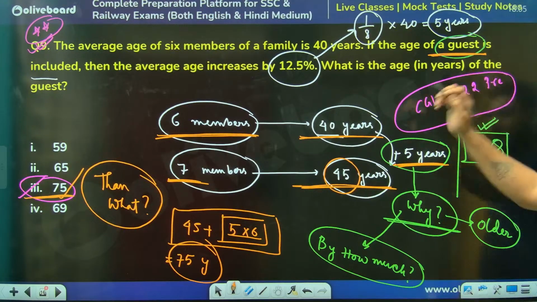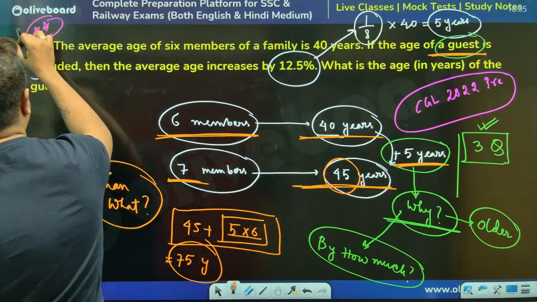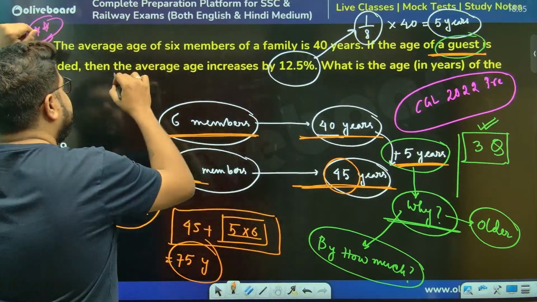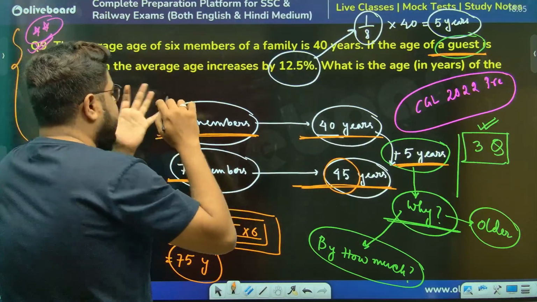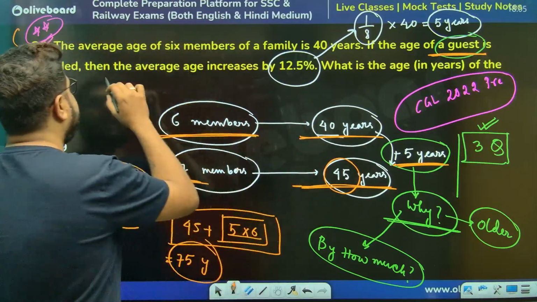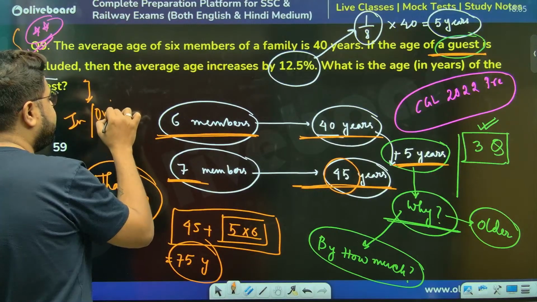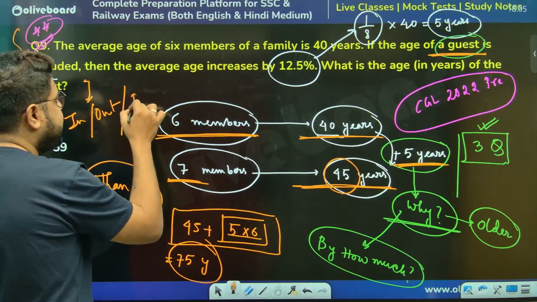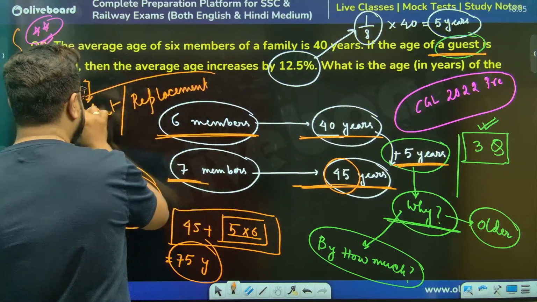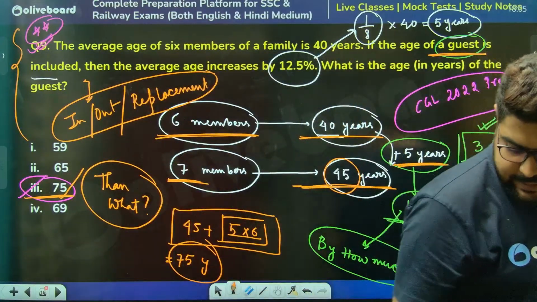But I'm saying this again and again: please understand this logic. Very, very important. In CGL, they ask in type, out type and replacement type. From average, these 3 types of questions are very important. In this one, out means one person will leave the group, and replacement means a substitution, meaning one person will go out, and in his or her place, another new person will join.